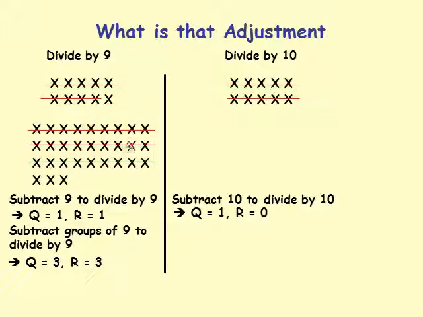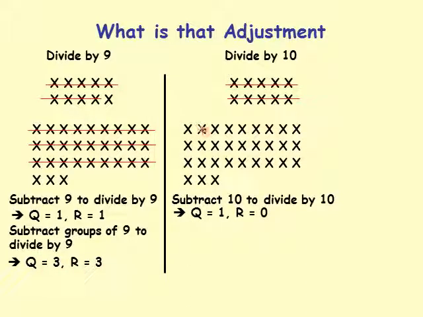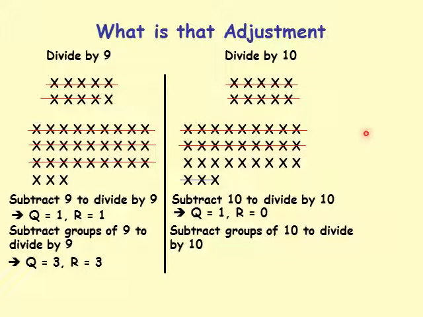Okay, so quotient is 3, remainder is 3. Let's try divide that by 10. So the same 30 here. I'm going to divide by 10. What do we do? Subtract groups of 10 to divide by 10. So let's see how many groups I have. Take a 9 here and 1 here. So one group. 9 here and 1 here. That's another group. 9 here and 1 here. Third group. So we have 3 groups of 10 here and there's nothing left over. So quotient is 3, remainder is 0.